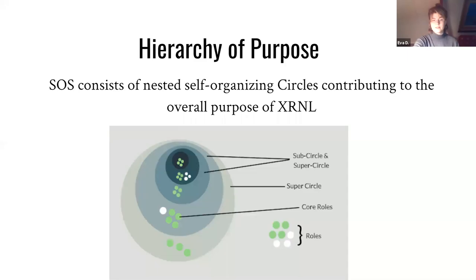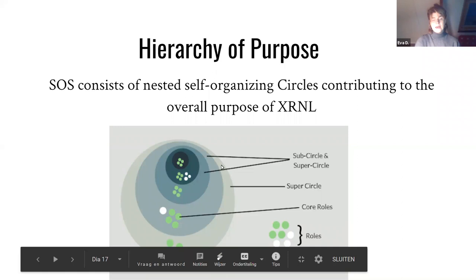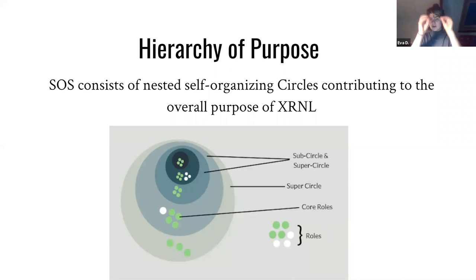And in that, we have a hierarchy of purpose, because the overall purpose of XR, you can see as the outermost layer in this picture. And then it's a nested way of how these circles relate. So then in that, you have a couple of other circles again, and all of them have a purpose contributing to the overall purpose of XRNL. So that could be political strategy, finances, having a purpose that helps support the overall purpose of XRNL. So in this way, you break down the purposes into ever smaller circles. I hope that makes sense.